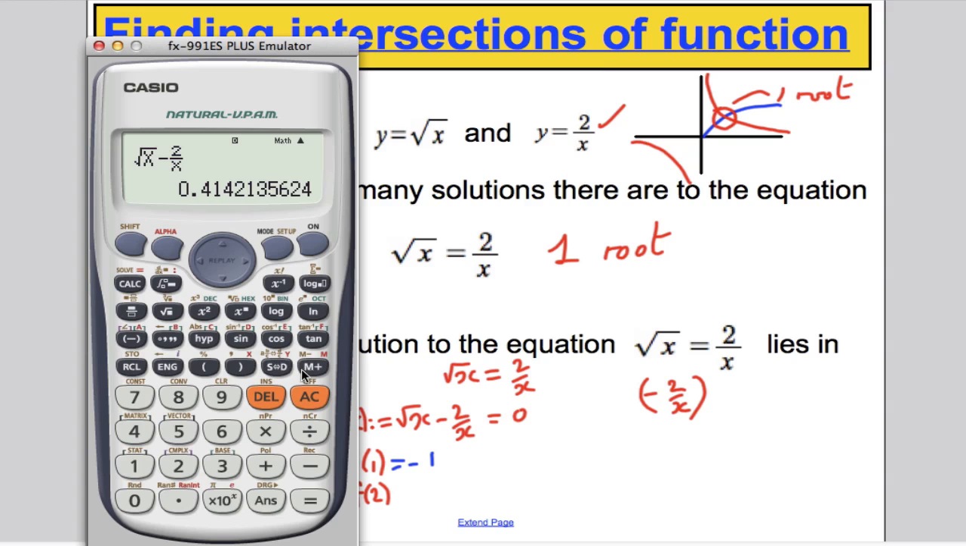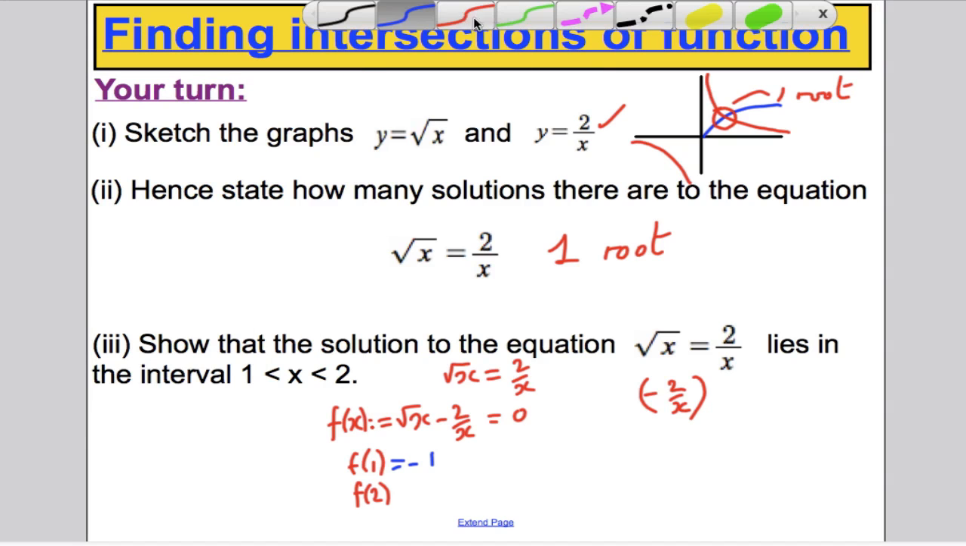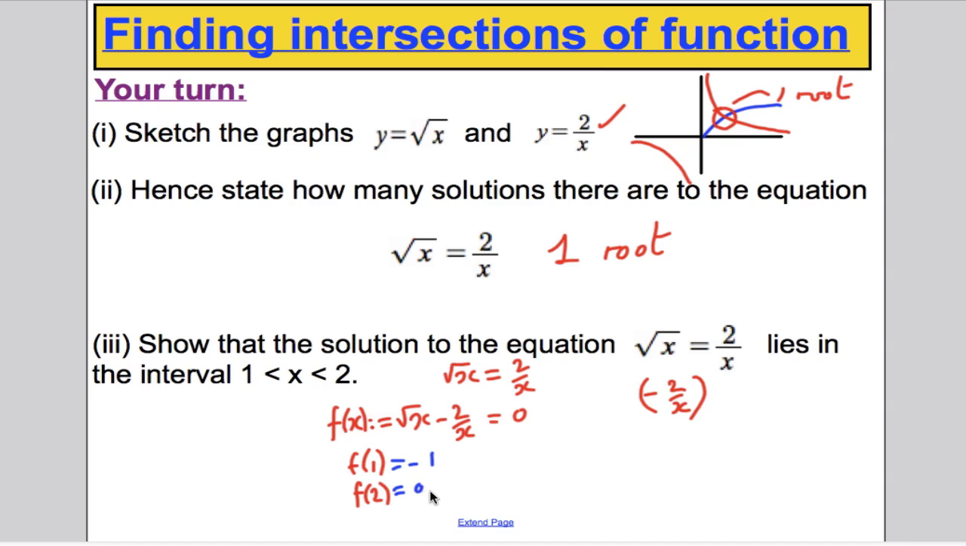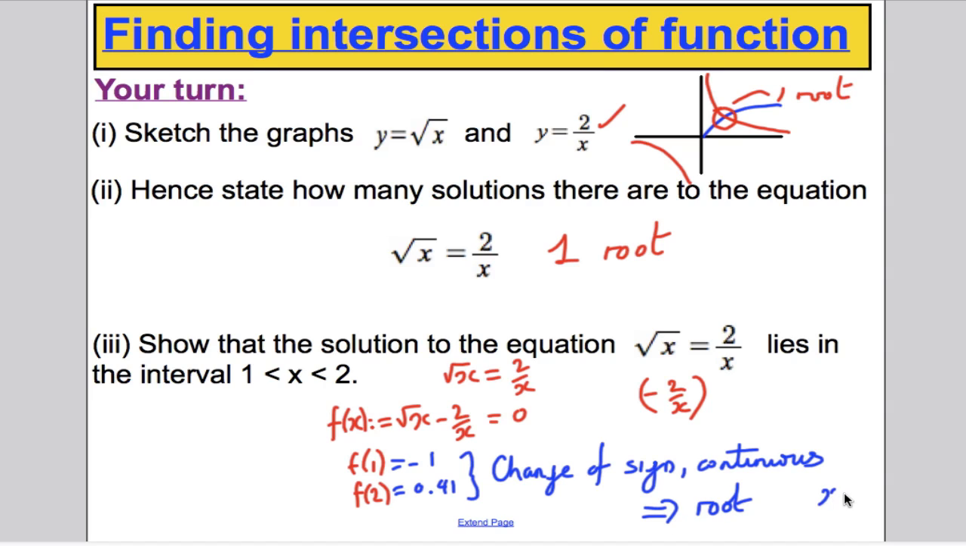And we do another one, and we put calc, and we put x is 2, and we get 0.41. So we would get 0.41. So change of sign, and continuous. It's not continuous for x is 0, but it's continuous certainly around 1, 2, therefore root between x is less than 2 and bigger than 1.